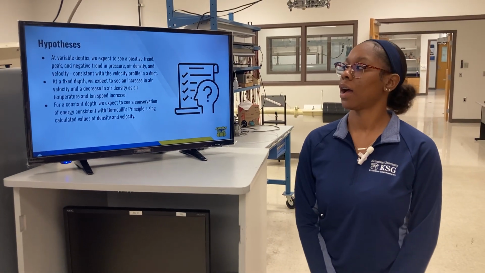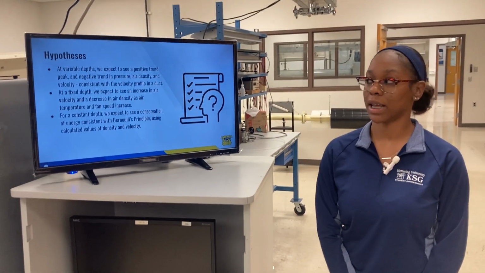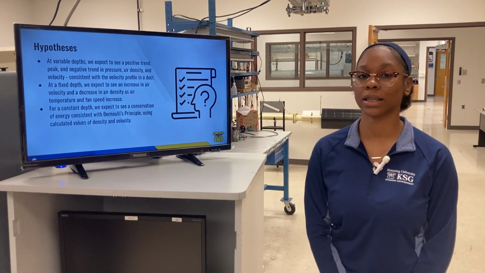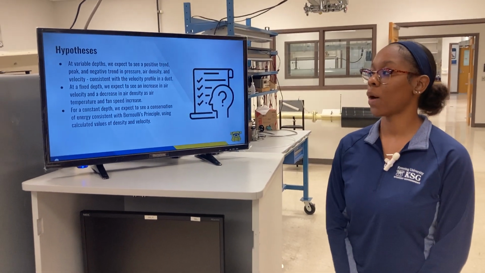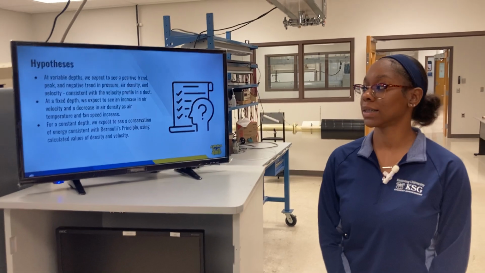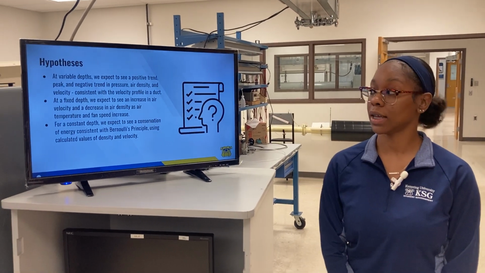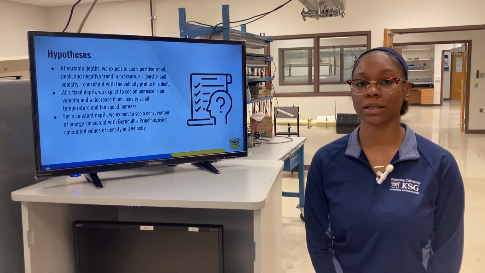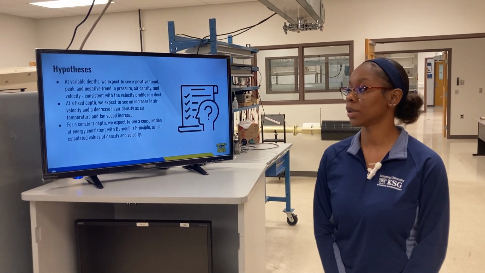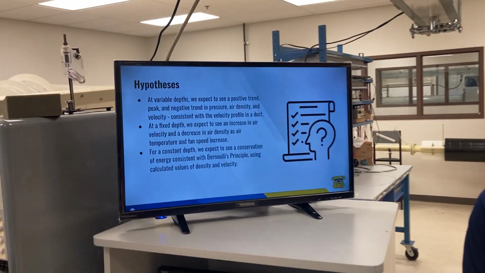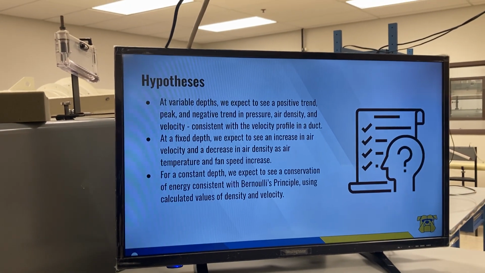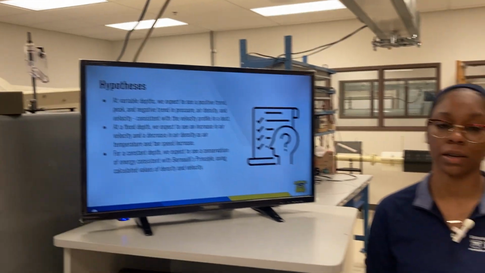Trend peak, a negative trend in pressure and air density and the velocity, consistent with the velocity profile in the duct. Also, at a fixed depth, we expect to see an increase in the air velocity and a decrease in the air density as air temperature and fan speed increases. And thirdly, for a constant depth, we expect to see a conservation of energy consistent with Bernoulli's principle using our calculated values.